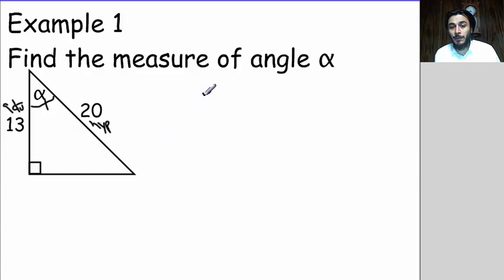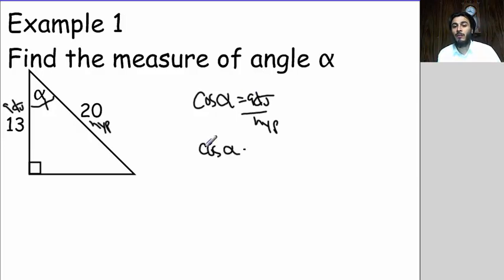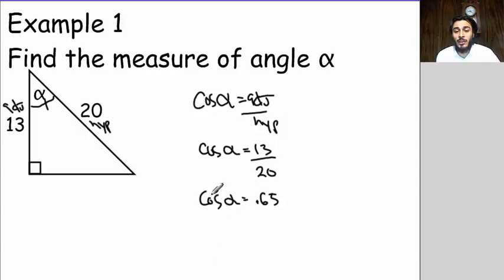So I'm going to go ahead and write the cosine of alpha equals adjacent over hypotenuse. And then now I'm just going to go ahead and substitute. So I get cosine of alpha equals 13 over 20. And 13 divided by 20 is something I can divide. And when I divide that, I get 0.65. So now I got the cosine of alpha equals 0.65.